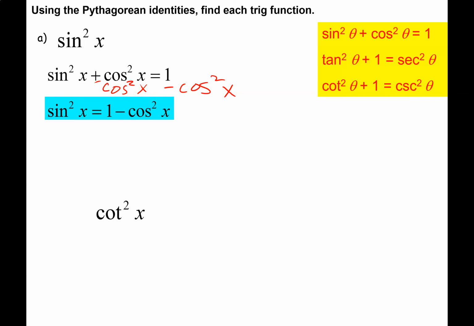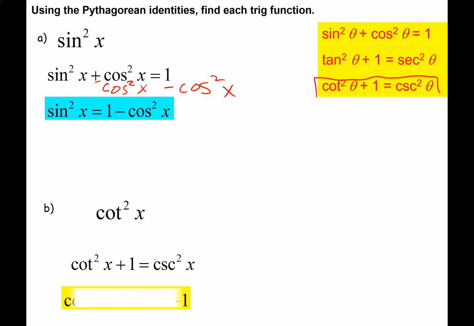Let's try another. Now we got cotangent. All right, so cotangent, which identity am I going to use? I see the bottom one. We want cotangent by itself, so I'm writing down the identity. Again, now you want to subtract the 1 from each side, and when you do that, we should end up with cotangent squared x is equal to cosecant squared x minus 1. All right, box it up.